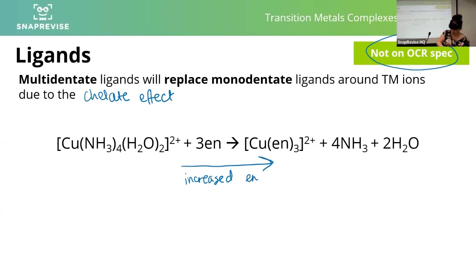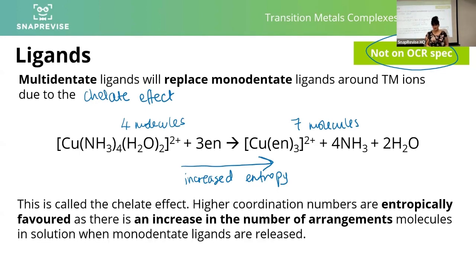Why is there an increased entropy? Look at the number of molecules you've got. Here, we've got 4 total molecules. We've got our complex and 3 EN molecules. And then as a product, we've got 1, 2, 3, 4, 5, 6, 7 molecules. So there are more ways to arrange 7 molecules than there are 4 molecules, so it is more disordered.